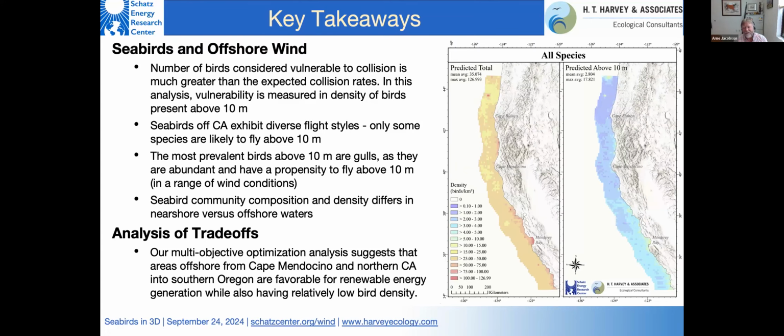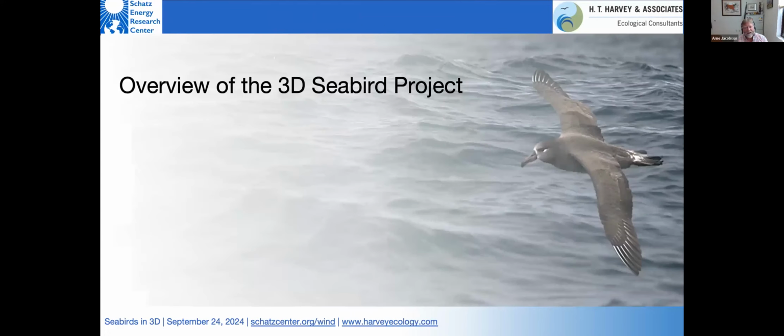And with that, I'll pass it over to my colleague, Eli Wallach, to provide an overview of the 3D Seabird project. Over to you, Eli. Thanks, Arne, for the intro and for giving some background on the presentation. Like you said, I'm going to get started with this project overview and framework.